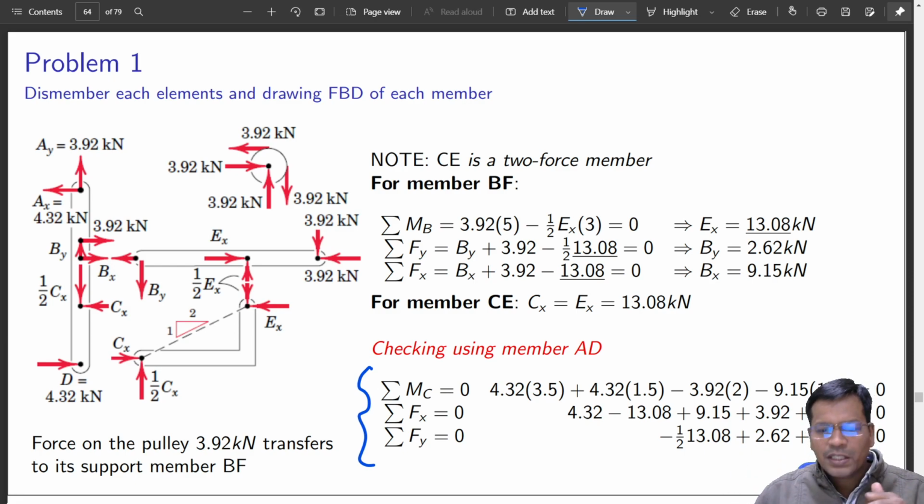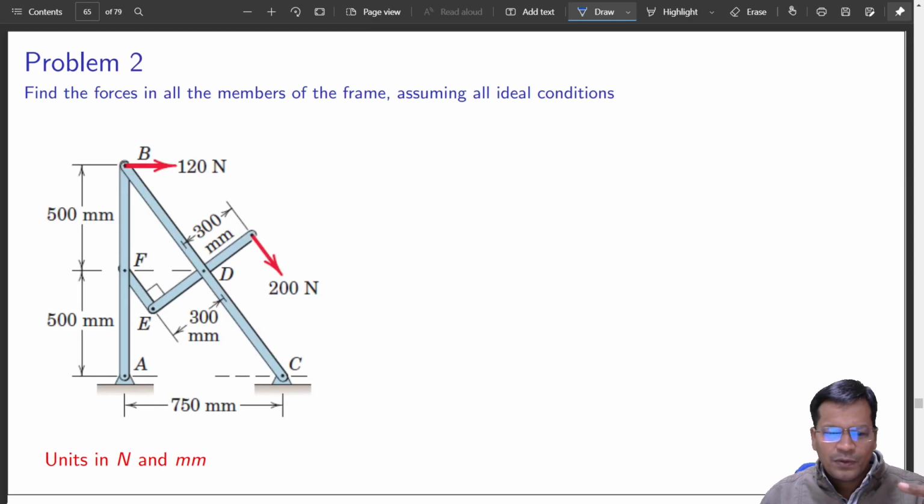This is not always the case in trusses. There may be a scenario when you have fewer equations, that is an over-constrained system. So let us see one problem where you have an over-constrained frame as well. This is problem number 2.